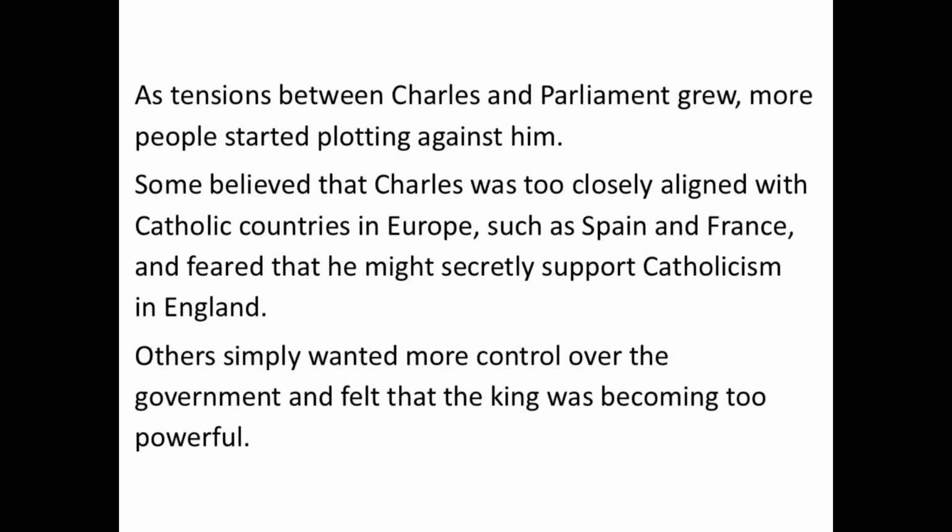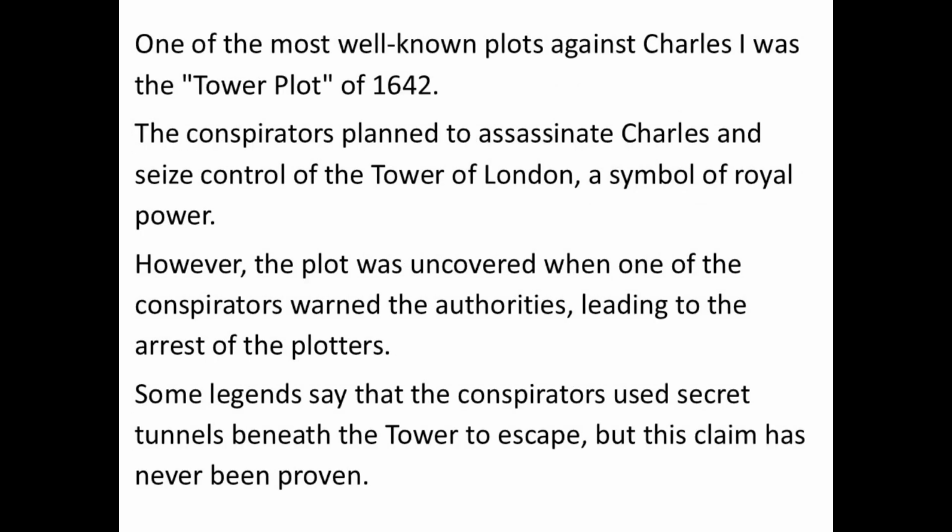As tensions between Charles and Parliament grew, more people started plotting against him. Some believed that Charles was too closely aligned with Catholic countries in Europe, such as Spain and France, and feared that he might secretly support Catholicism in England. Others simply wanted more control over the government and felt that the king was becoming too powerful.